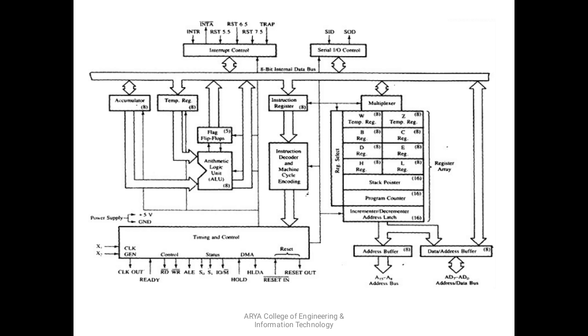The incremental and decremental address latch is the address buffer, which provides the information regarding the address, and there is the multiplex address and data buffer. Here we can see that in the register select array there are 2 registers, W and Z. W indicates the temporary register, whereas Z defines the flag register. Once the data is provided to the register organization, it is transmitted to the instruction register. It holds the instruction which is to be executed, and then the instruction register transmits it to the instruction decoding and machine cycle encoding unit.